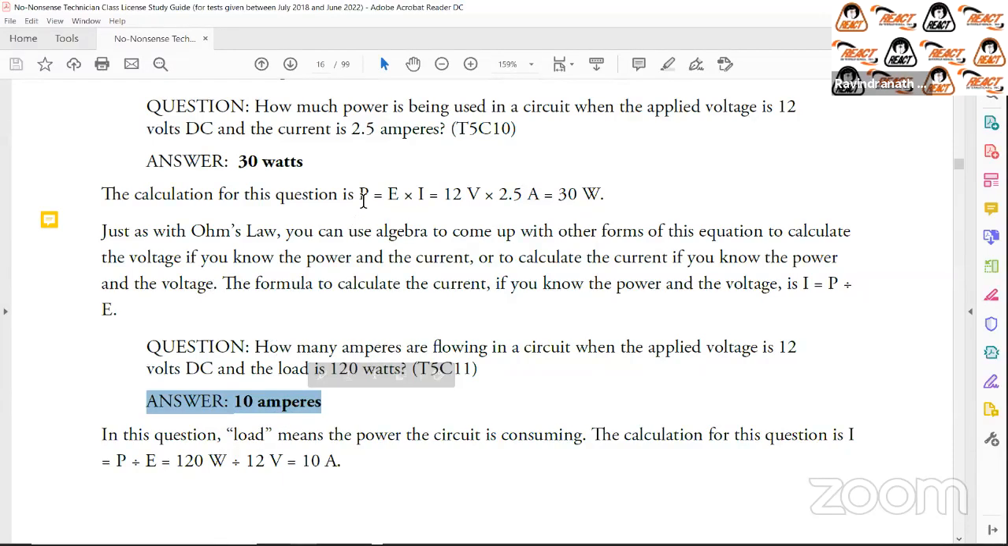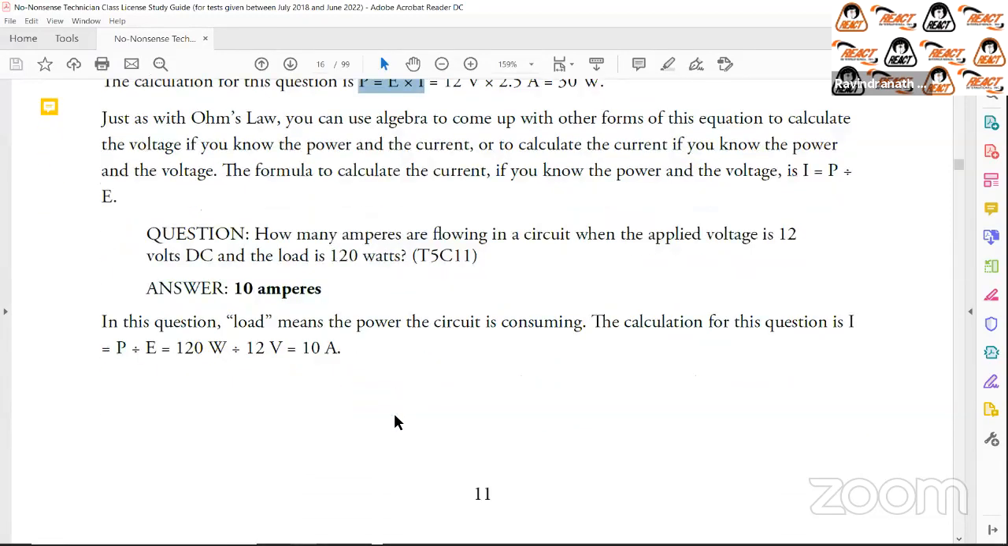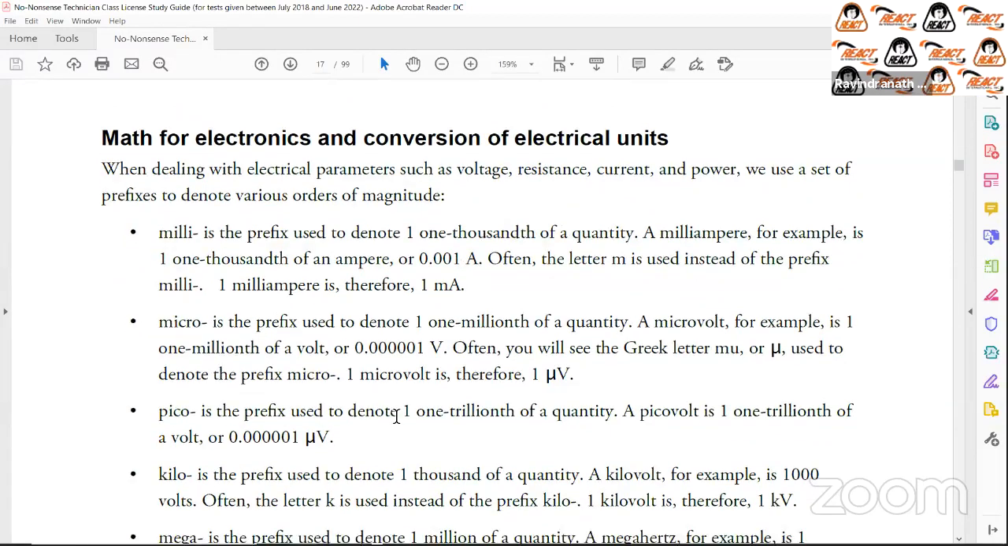Again, a straightforward application of the power formula. Only three things inside of there, at least in the standard power formula. P is equal to E multiplied by I, and you can solve for any one of those. So that was just to wrap up our power formula. And we now move on to units, conversion of the electrical units.